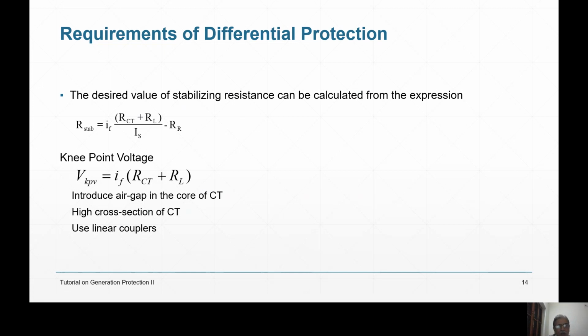And yet, if you want better stability, introduce an air gap in the CT core. The cross section of the CT core should be as high as possible, or use linear couplers. If you use it like this, then your differential protection is perfect. As such, double line and triple line faults in generator winding are quite rare. Probably never happens. I was in Gujarat Electricity Board for 3 years, and all forced outages were reported to me.